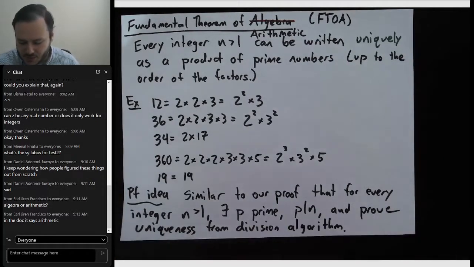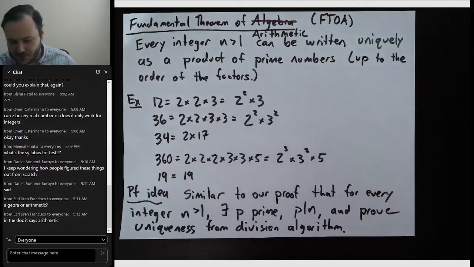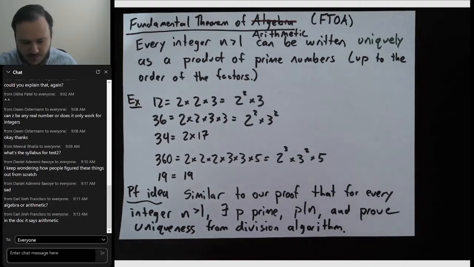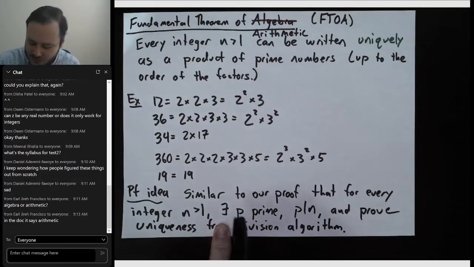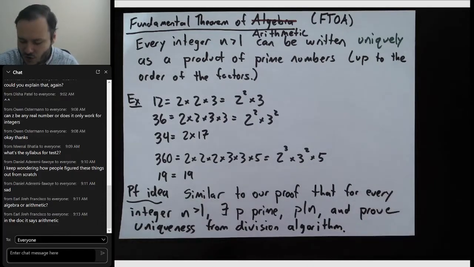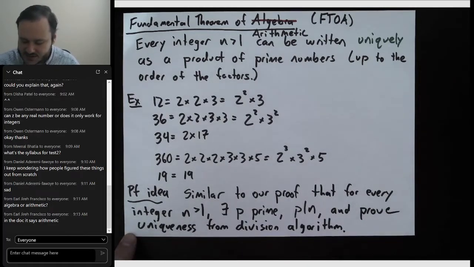So I want to talk about what I did right here. I did not write down a proof of the fundamental theorem of arithmetic. What I wrote down was a roadmap for our proof. It's a suggestion of how you could go off and prove it. And I do suggest you think about it. I suggest you go back and look at our proof of there exists a prime p that divides n. Go back and look at how we did uniqueness in the division algorithm.